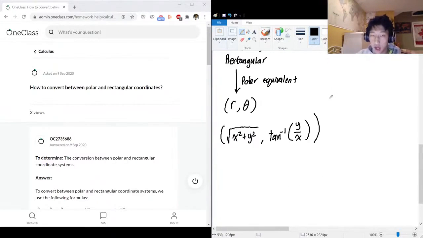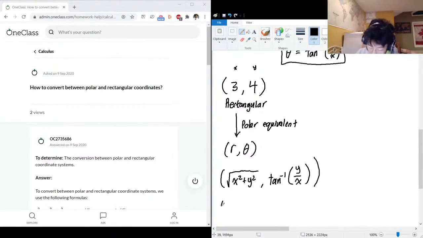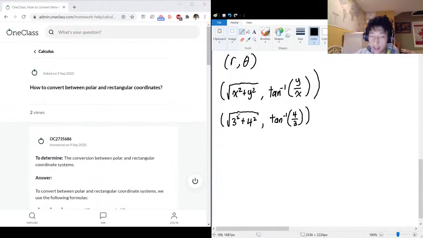Okay, let's sub in our numbers. We have 3 for x, so we have 3 squared plus y, which is 4, 4 squared. And our inverse tan is 4 divided by 3. So 3 squared, that's 9. 4 squared, 16. 9 plus 16, 25. Square root of 25, that's 5. So we're going to have an r value of 5.